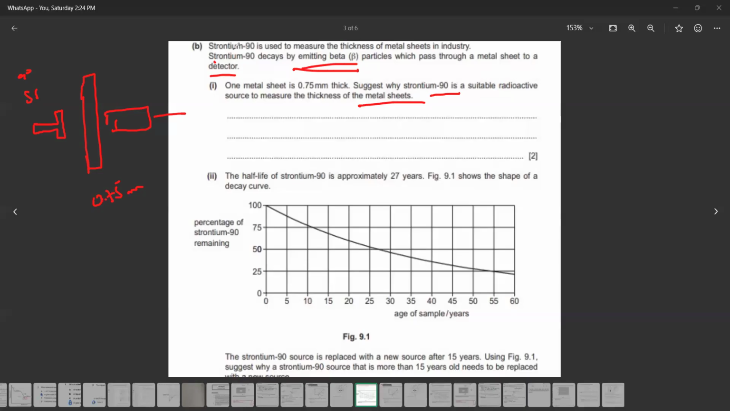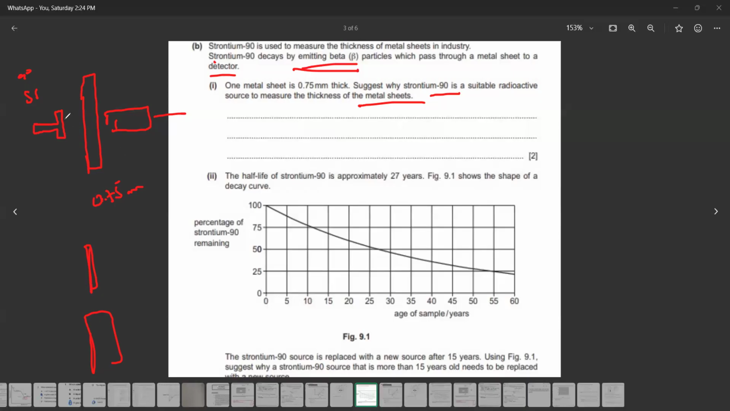What you can say is alpha will not be suitable because alpha will be stopped by the metal sheet. Even if the thickness of the metal sheet changes, the alpha won't pass. Even if it's thin or thick, alpha will be stopped. Gamma will not change at all. It's only 0.75 millimeter thick. So if you use gamma radiation, all the gamma radiation will continue to pass. It won't change the value.